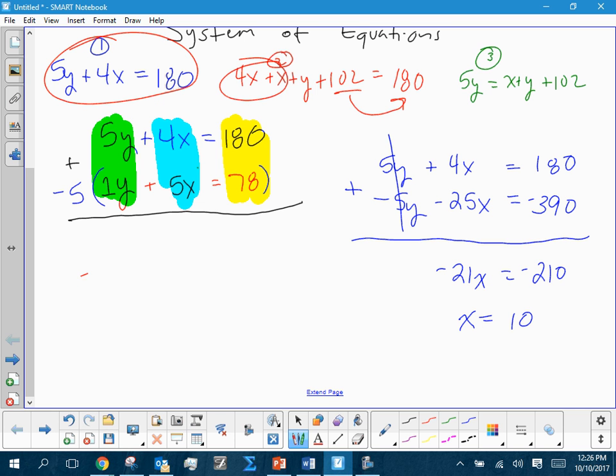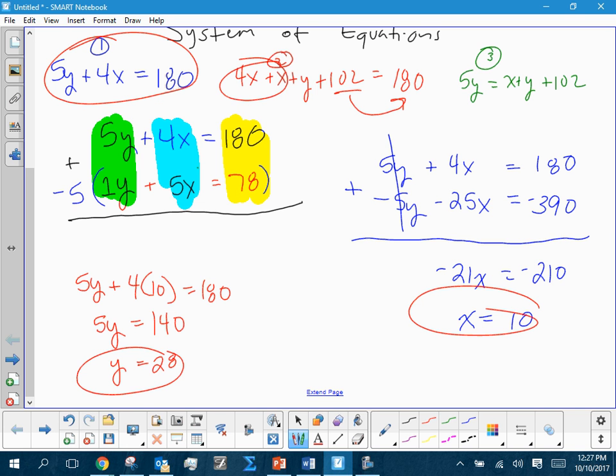So I'm going to go 5y plus now 4x becomes 10, equals 180. Well, 4 times 10 is 40, right? So I'll move that 40 over to get 140. Okay. How many times does 5 go into 140? 28 times, right? So y should be 28. So x is 10 and y is 28.